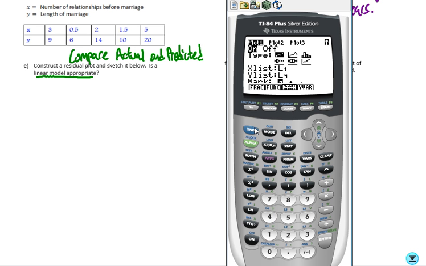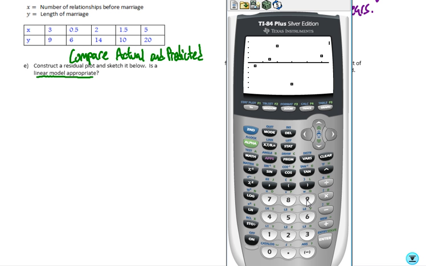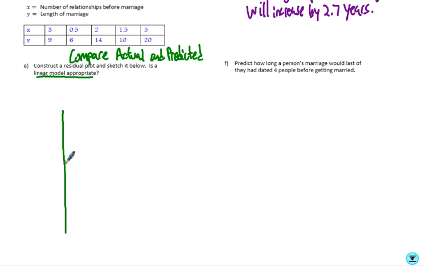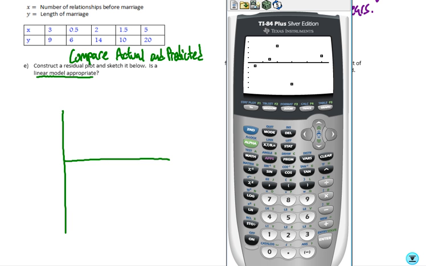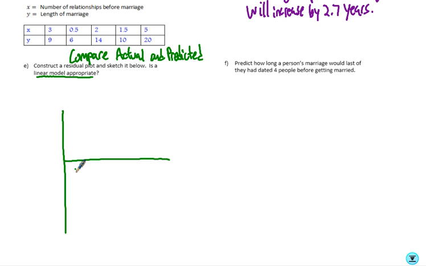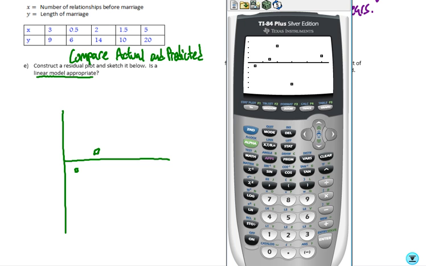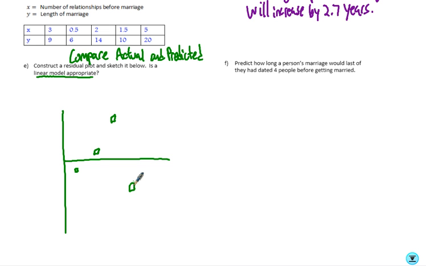So from here, I'm going to do zoom and then 9. And then I have my residual plot. I'm going to have something that looks roughly like this. I've got my residual plot. I've got a point here. I've got a point here. And again, I'm just sketching this. I've got a point down here, and then I've got a point over here.